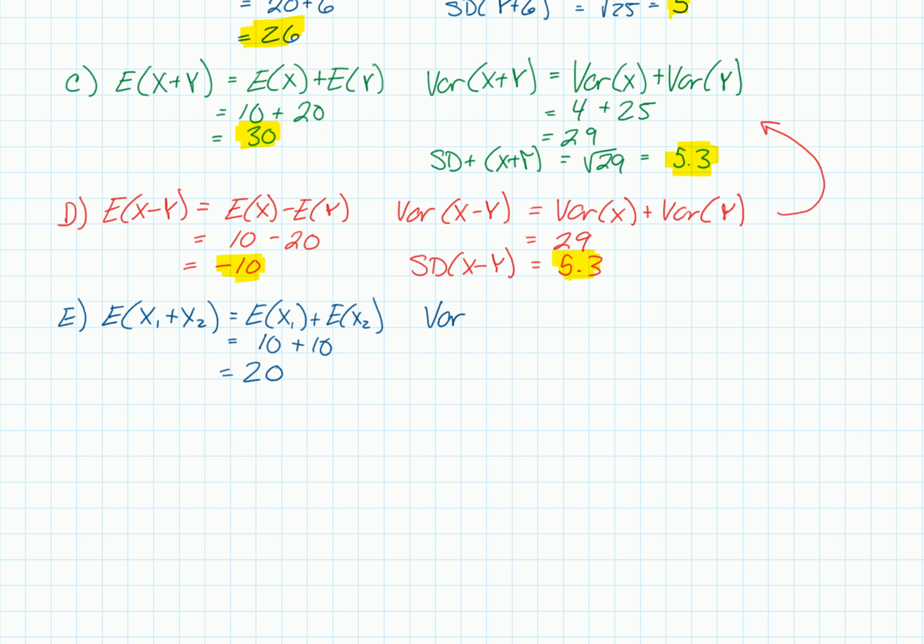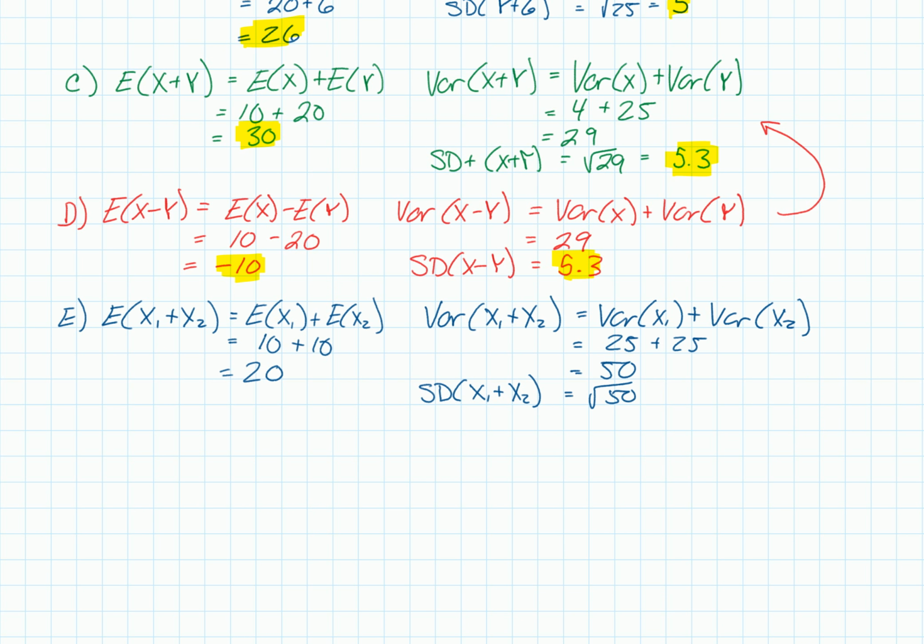Variance is going to work the same way as it did in parts C and D. The variance of x1 plus x2 is equal to the variance of them separated. The variance of x we already worked out is 25, so we have 25 plus 25, which is 50. To turn this back into a standard deviation, we've got to take the square root of 50. So the standard deviation is the square root of 50, which is 7.1. So the answers for part E are the expected value is 20, and the standard deviation is 7.1.